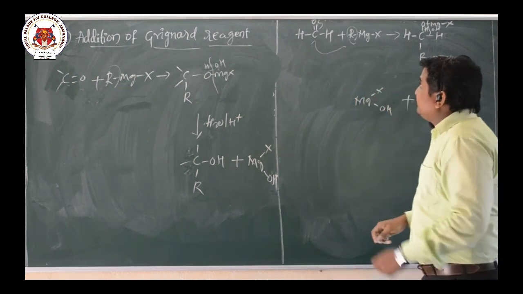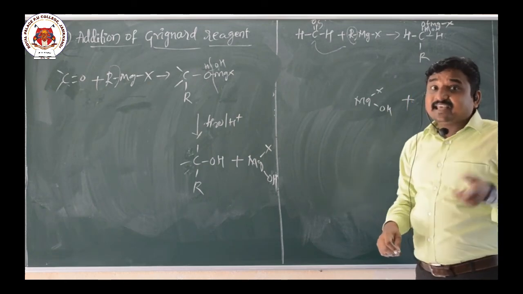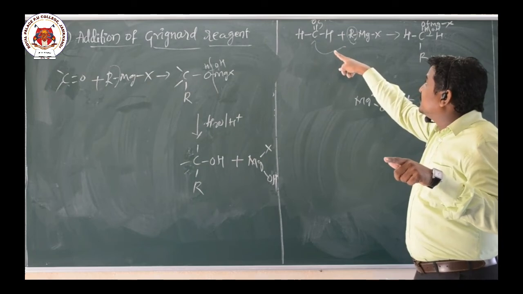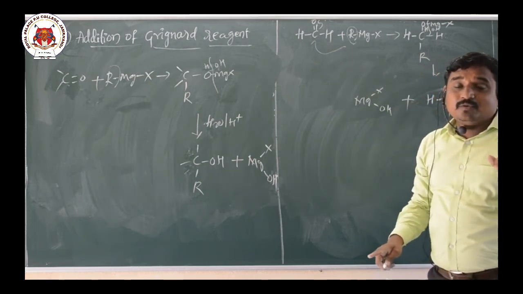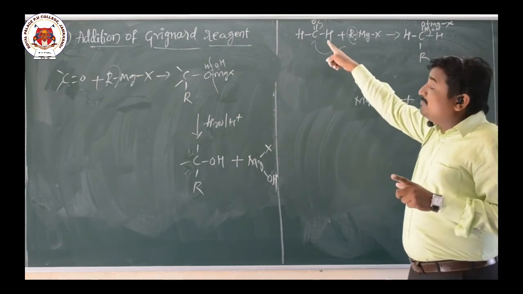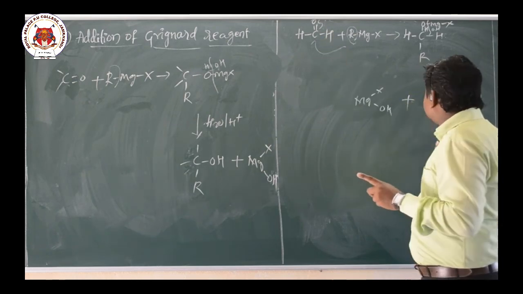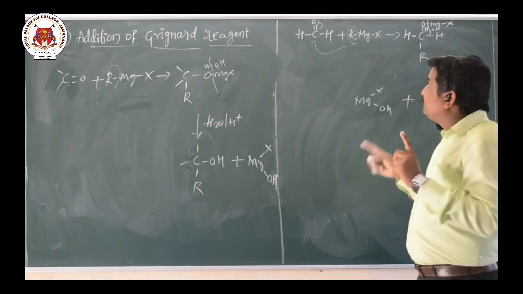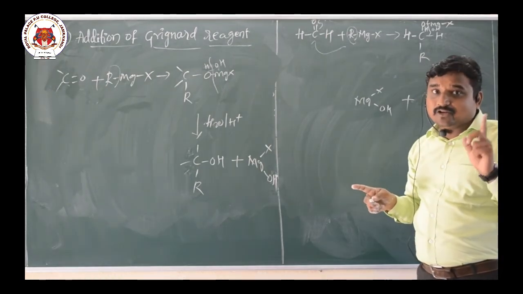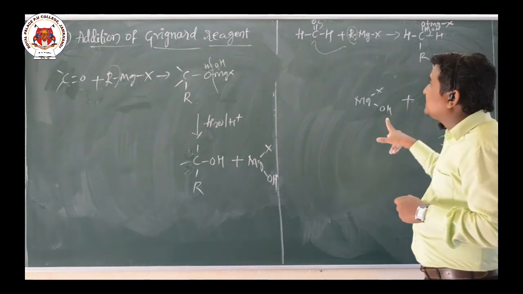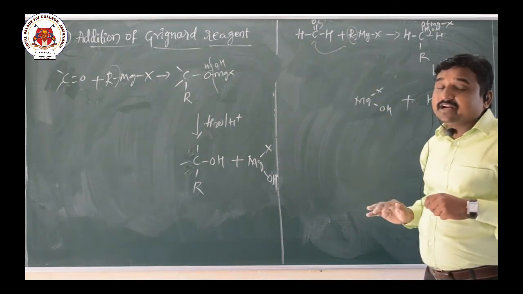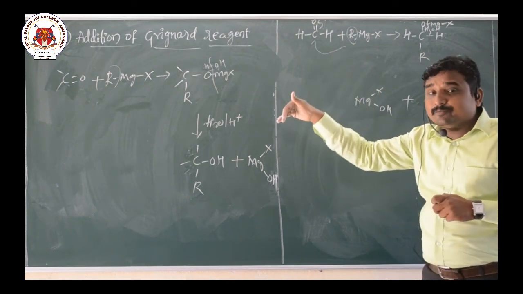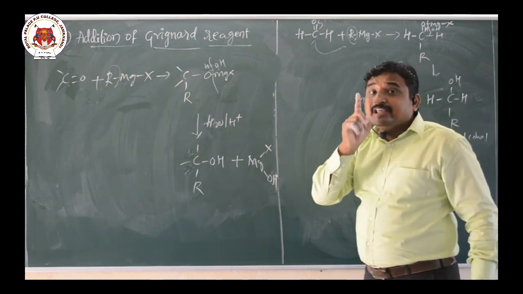If you take other aldehydes except methanal, you will get secondary alcohols. That means only methanal, formaldehyde, gives primary alcohol. Other aldehydes give secondary alcohol, and if you take a ketone, it gives tertiary alcohol. So these are the reactions concerning addition of Grignard reagent to the carbonyl group. After addition of the Grignard reagent to the carbonyl group, we get alcohols. Only methanal gives primary alcohol.